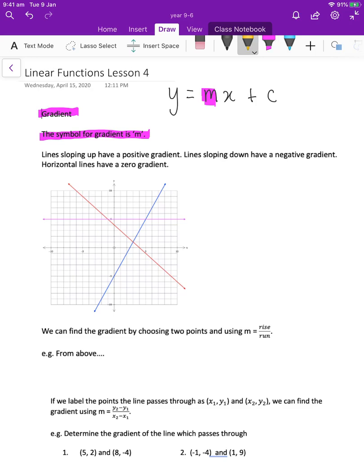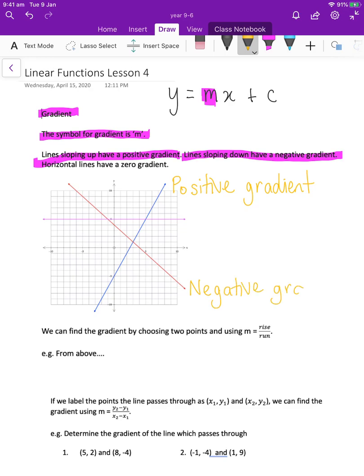So our first sentence reminds us lines sloping up have a positive gradient, and our line sloping up is the blue line. So this blue line has a positive gradient. I am labelling it positive gradient because it is sloping up. If we continue reading, lines sloping down have a negative gradient, and the red line is sloping down. So the red line we know has a negative gradient.